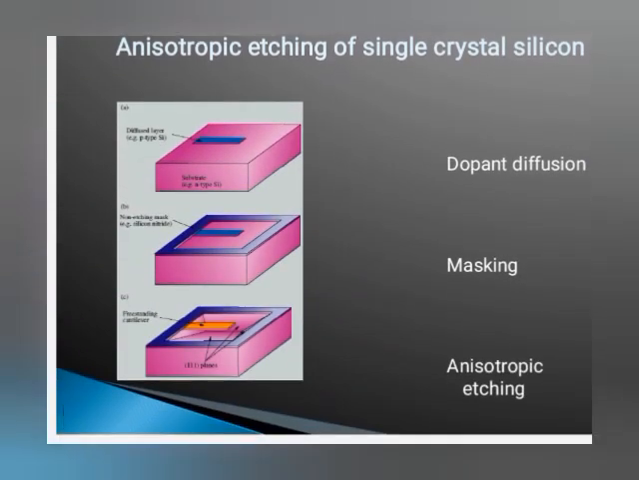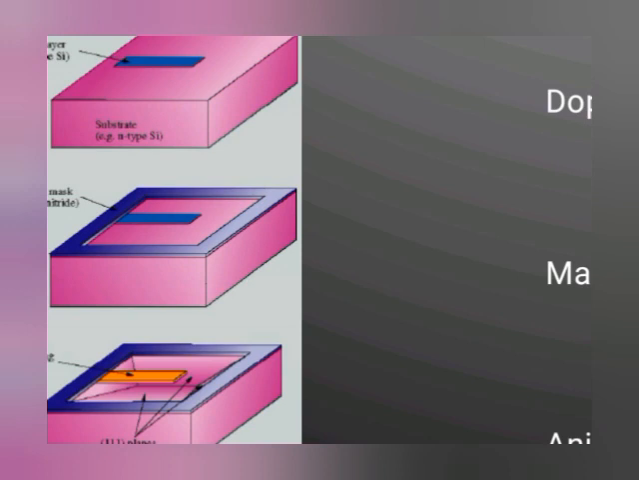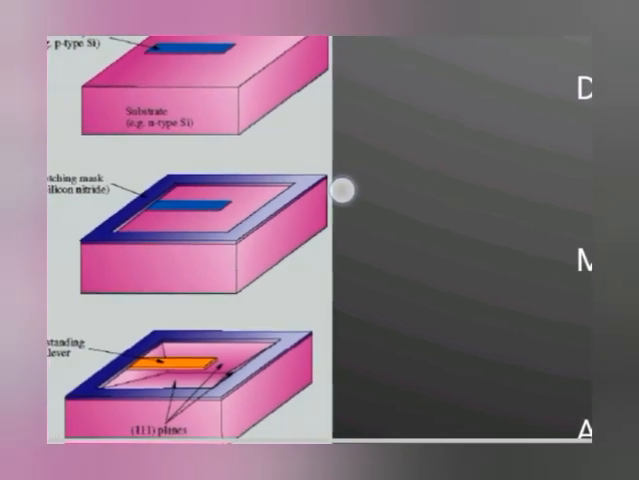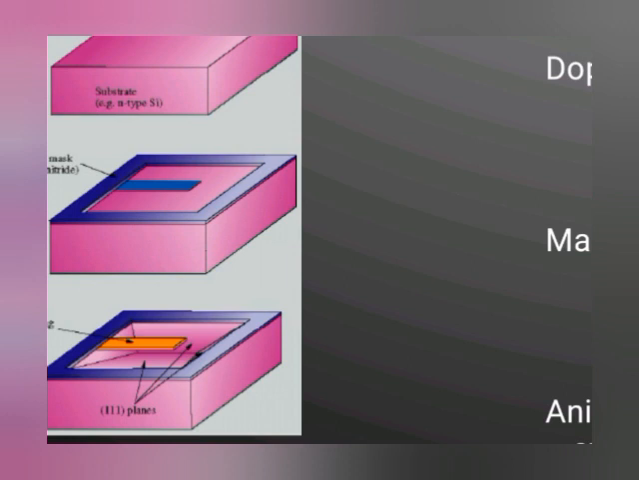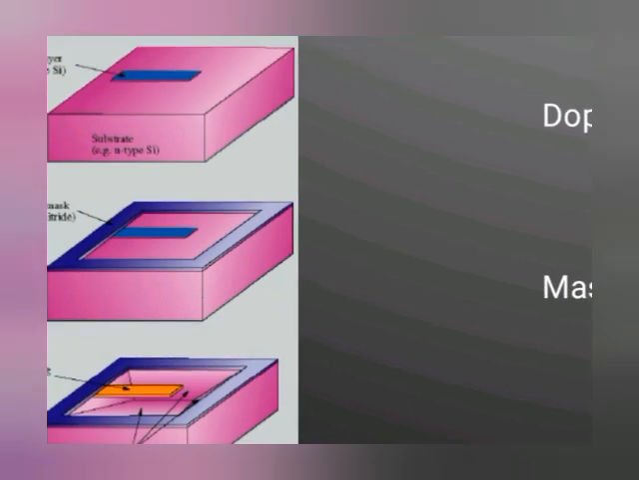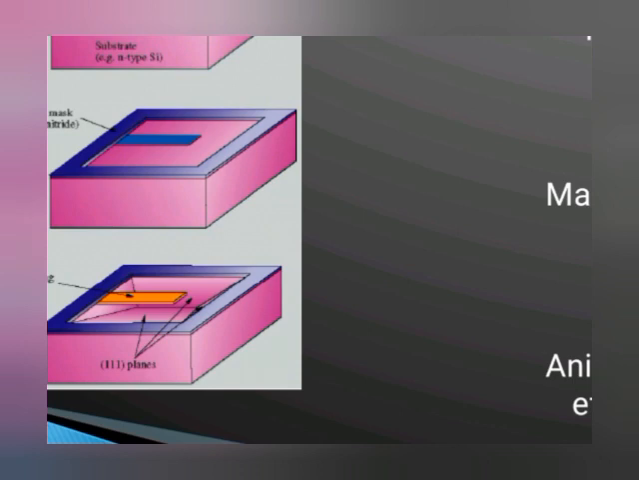And anisotropic etching of single crystal silicon. You see dopant diffusion, masking, anisotropic etching. These are all the main etching processes. Here you see the diffused layer and the non-etching mask and the free-standing cantilever. So this is the basic idea: dopant diffusion, masking, and anisotropic etching.